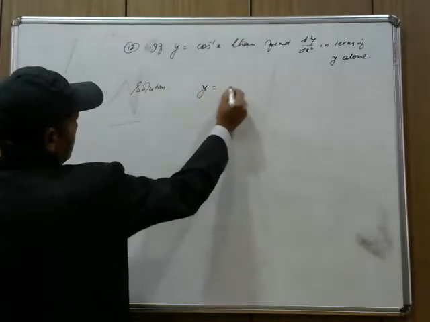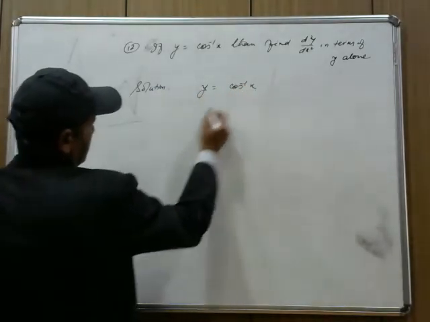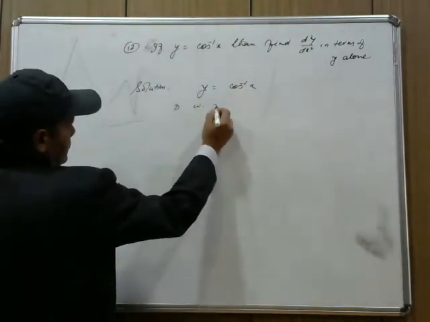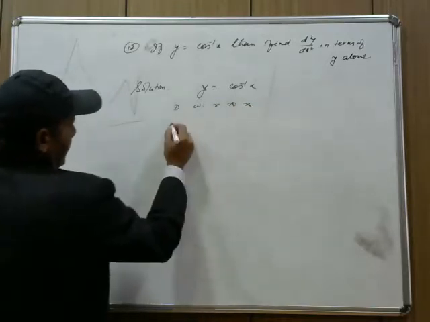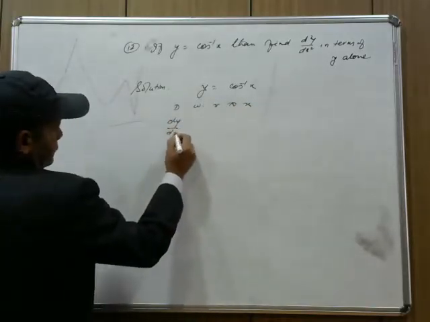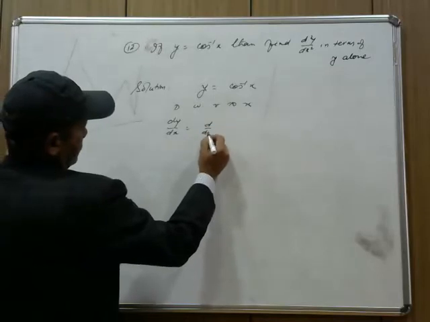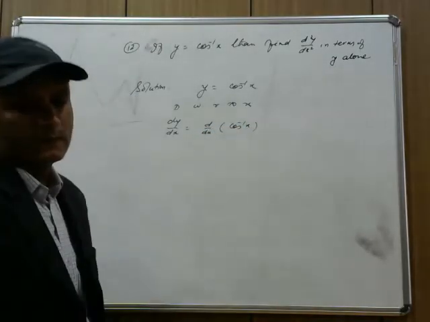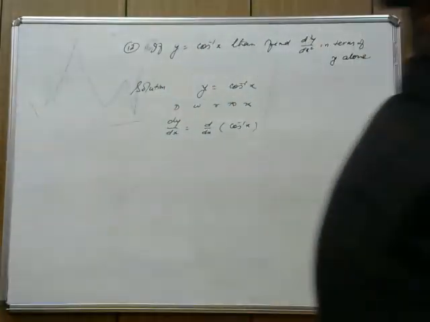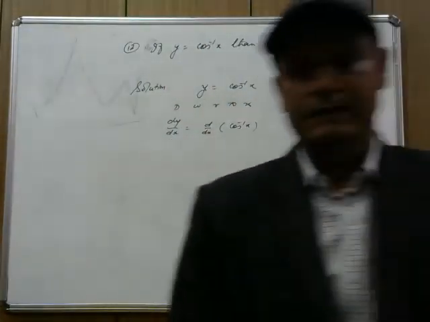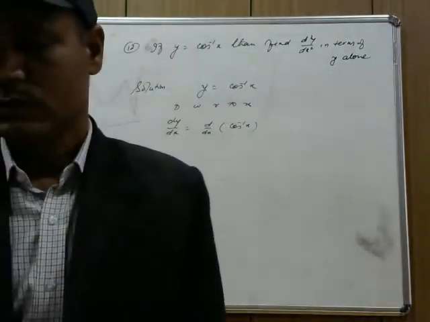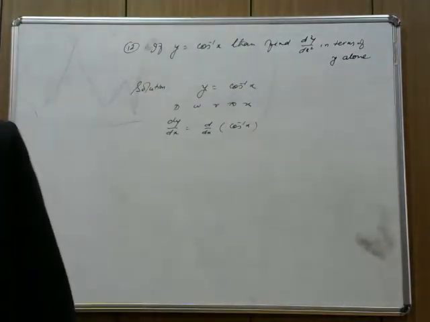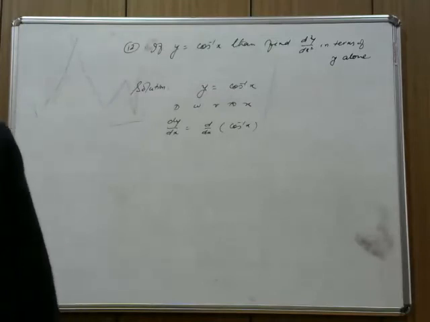We have y is equal to cos inverse x. Differentiating with respect to x, dy by dx is equal to d by dx of cos inverse x. Do you remember the differentiation of cos inverse x? That is minus 1 upon under root 1 minus x square, isn't it? Right?